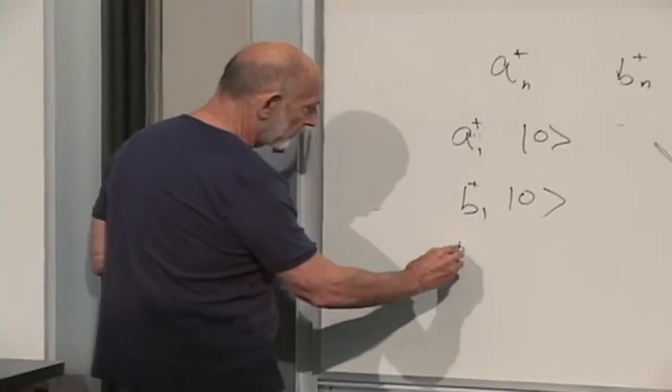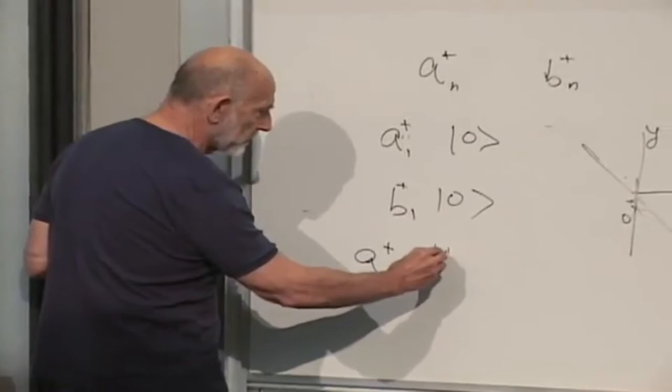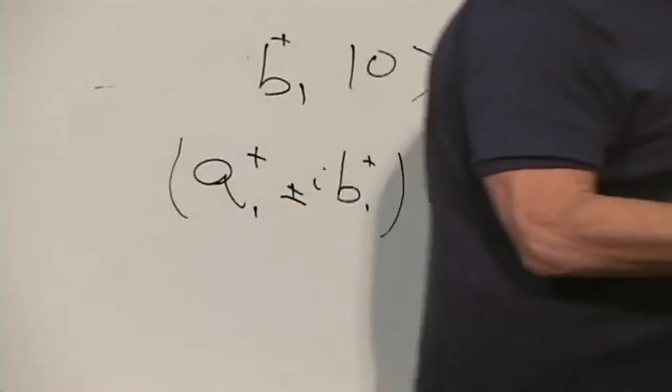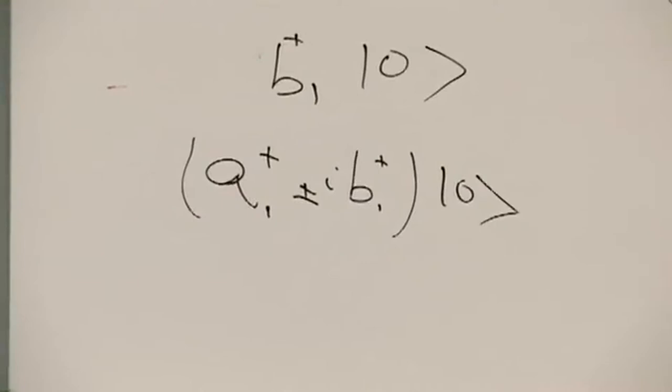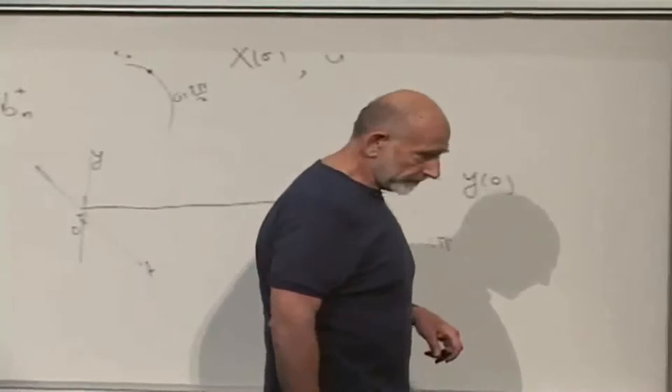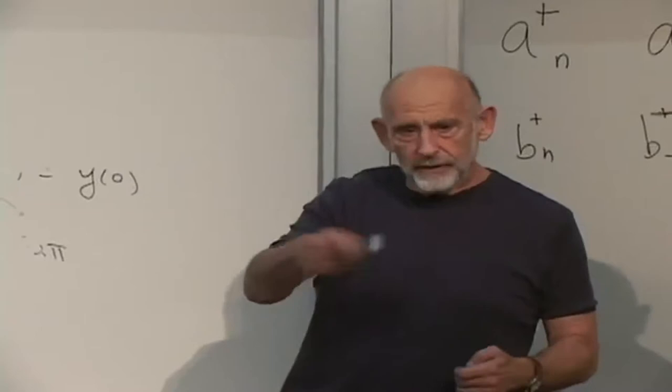A plus 1 plus i, or minus i, B plus 1. The i is just the complex number. The superposition of two plane polarized waves without the i would just correspond to plane polarization at some angle. With the i, it corresponds to circular polarization. Okay, so we'll just keep that in mind. A plus iB and A minus iB create units of angular momentum, plus angular momentum, minus angular momentum.